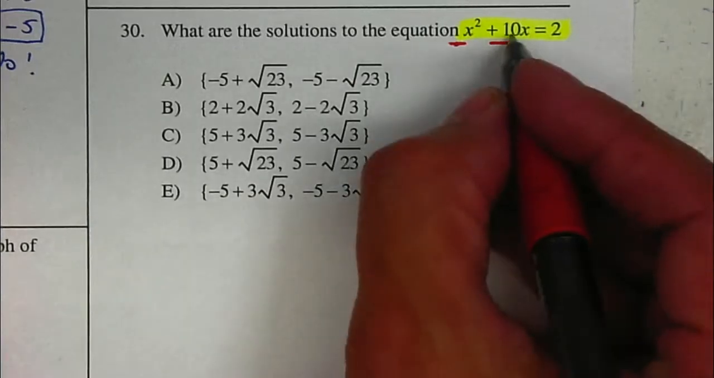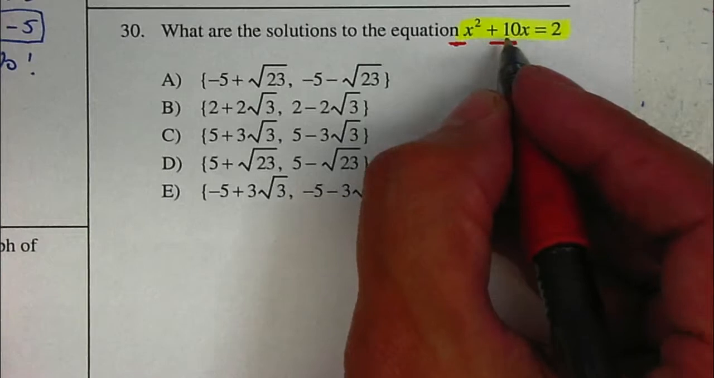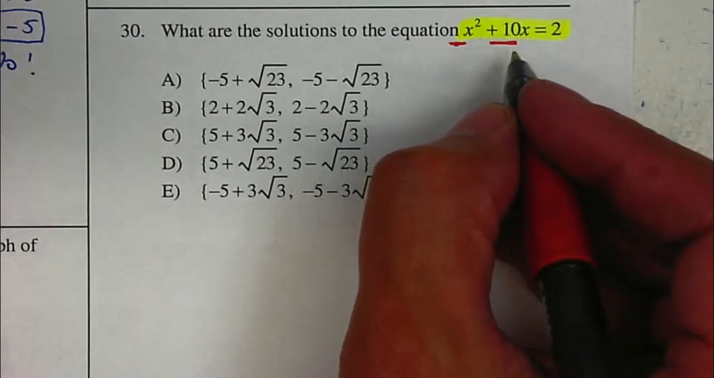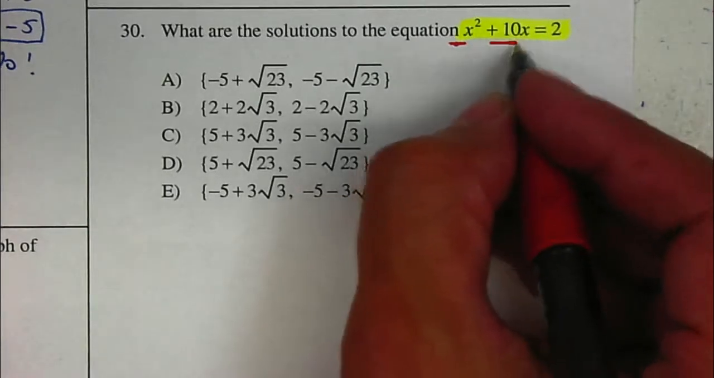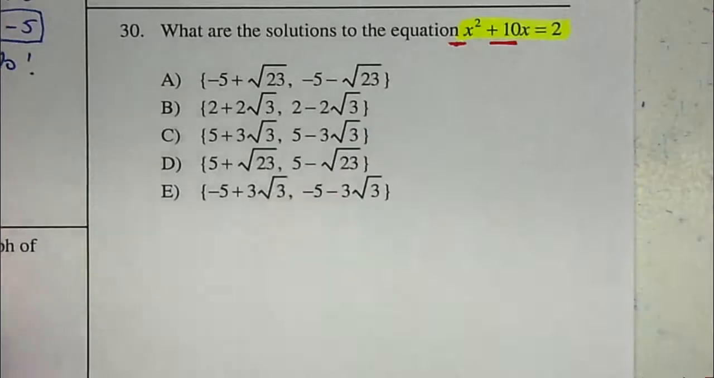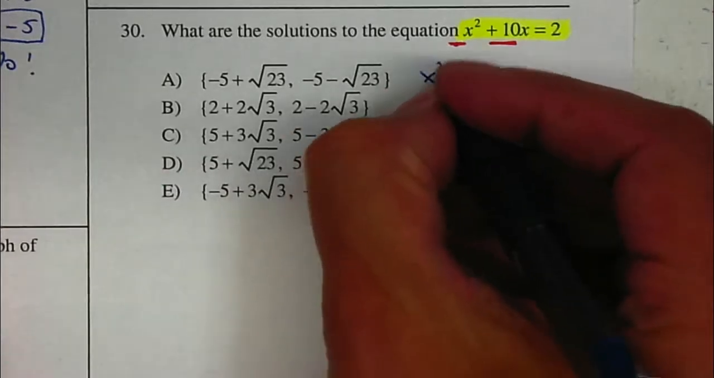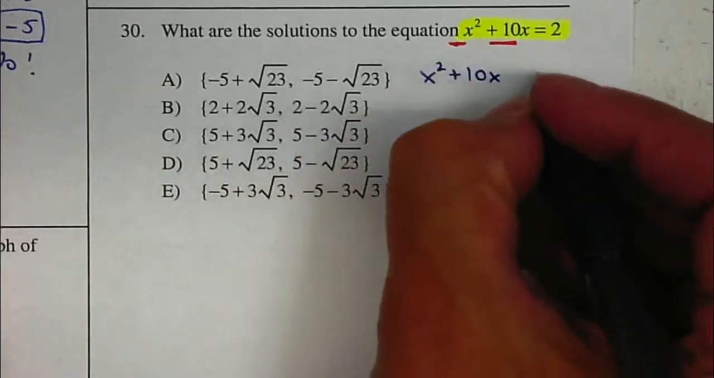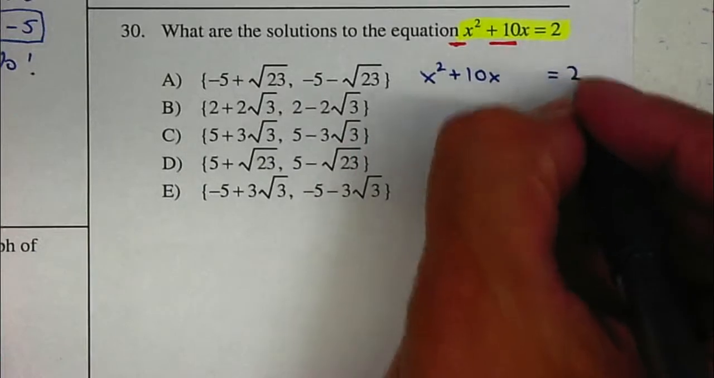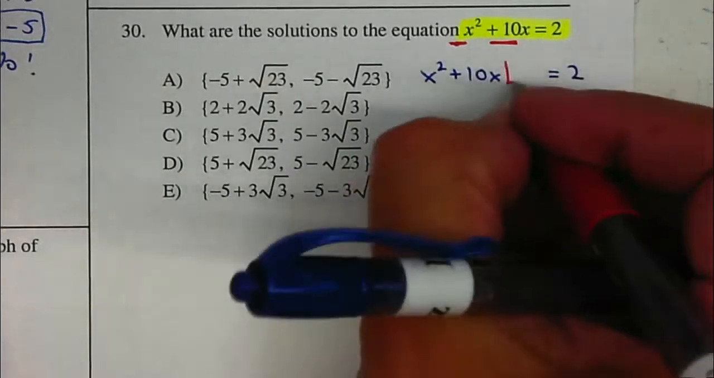Now, if this was an odd number, like a 7 or 9 or 3, then the best way to do it is just use the quadratic formula. But I do expect you guys to use completing the square in this case. X squared plus 10x. I'm going to leave some space to complete the square, and my 2 gets moved to the right. I'm completing the square.